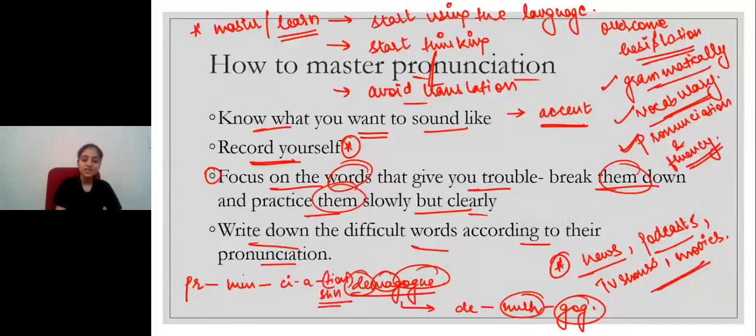So when you combine these sounds, the word becomes pronunciation. When you combine these sounds, nun, C, A, and shun, the word becomes pronunciation. So it's not pronunciation, it's pronunciation. It's not demagogue, it's demagogue. So this is how you need to focus on each and every word.